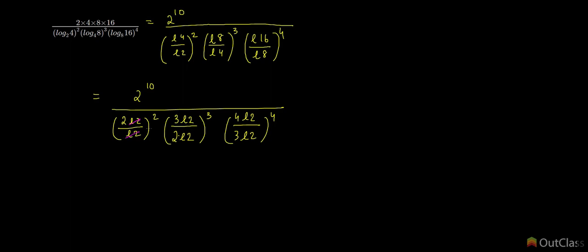You can cut the log 2 everywhere. Now you don't have any logs in this. You only have some numbers to multiply and divide. 2 raised to 10 in the numerator. Denominator contains 2 square. 3 by 2, cubed. So that's a 3 cube here and a 2 cube here. Next you have 4 by 3 raised to 4. That's a 4 raised to 4 here and a 3 raised to 4 here.